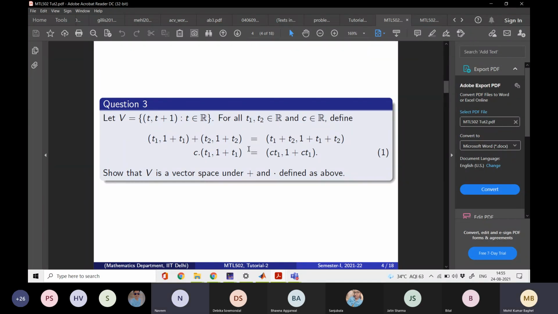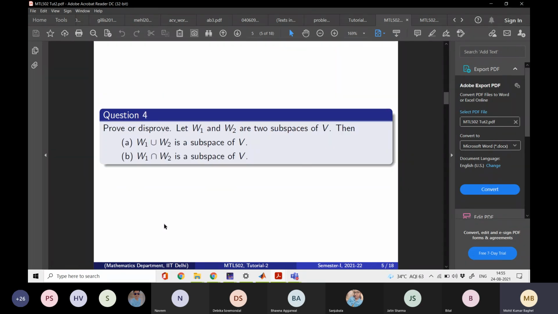If you have not done that, you just write all the 8 properties. You just try to verify for at least one question whether you are able to write that or not. So for question 3, consider it as today's work. Keep verifying all the 8 properties you were taught in the class for the vector space, for the given vector addition and scalar multiplication. You have to show that it forms a vector space.